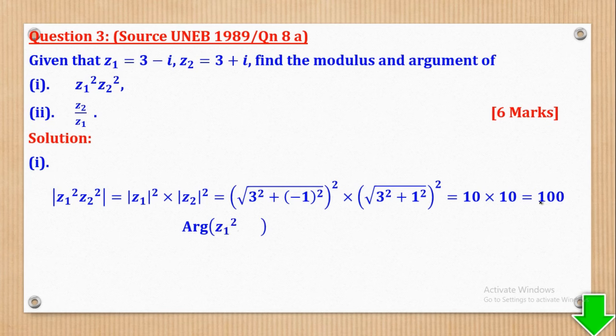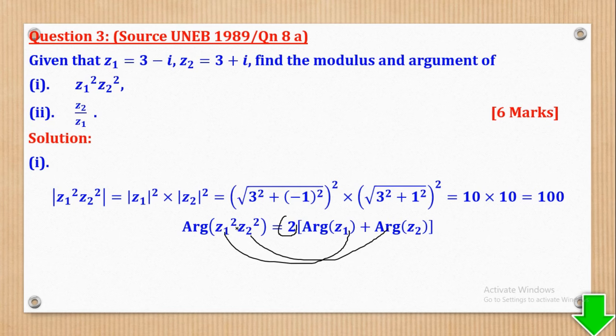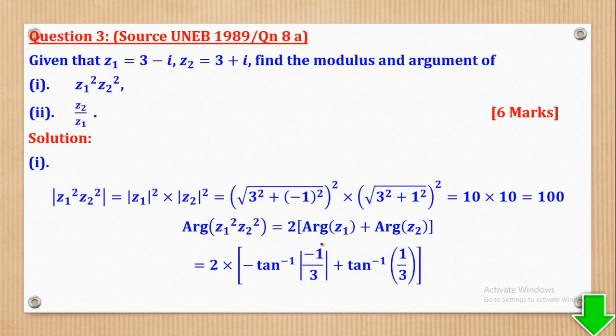But they also wanted the argument. So argument of this is the same as 2, everything is raised to the power 2, so we can pull up the 2 at once. In brackets you say argument of z1 plus argument of z2. We are saying plus because it is a multiplication here. Then we substitute for argument of z1. Remember, argument of z1, if you look at this z1, it is in the 4th quadrant because real is positive but imaginary is negative, meaning it is in the 4th quadrant.